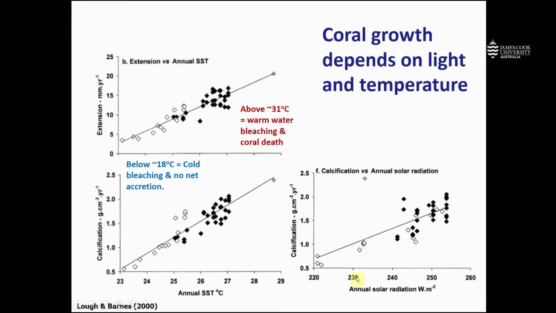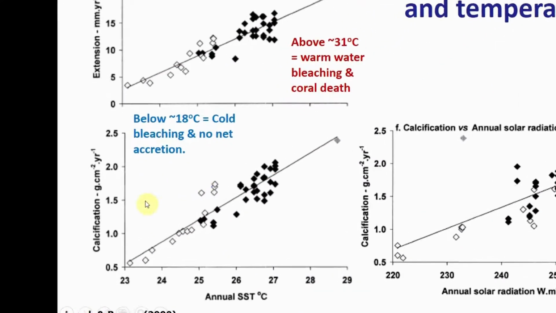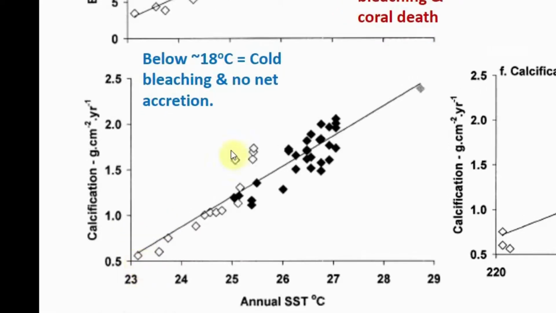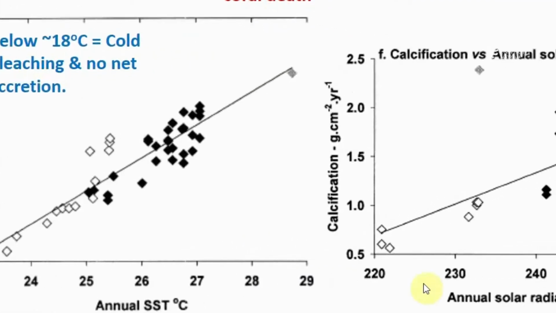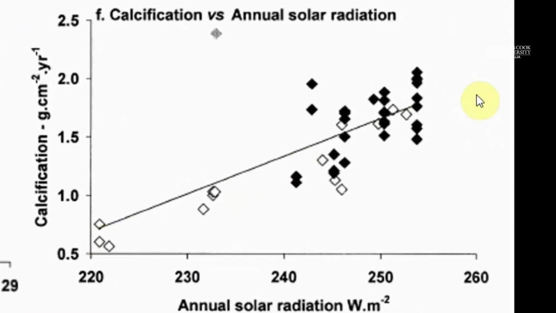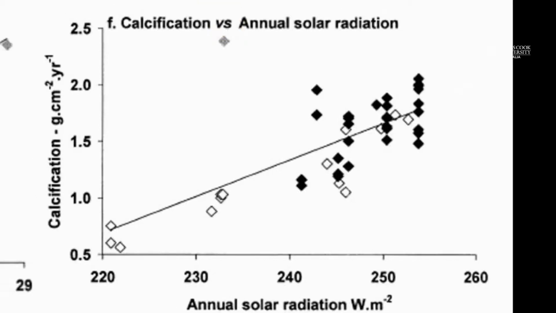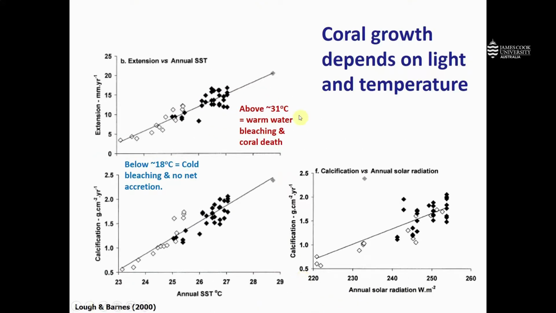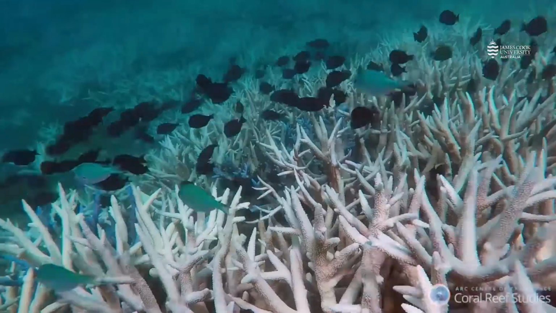In all of these cases, we see a linear relationship of increasing growth with increasing temperature. As long as temperature remains within the range of about 23 to 28 degrees centigrade, we see this increase in growth with increasing temperature. The same thing with light intensity: as light intensity goes up, coral growth rate also increases. We need to keep in mind though, if we go much above this range, above about 31 degrees centigrade, under those very warm water conditions, we can see coral bleaching and coral death.